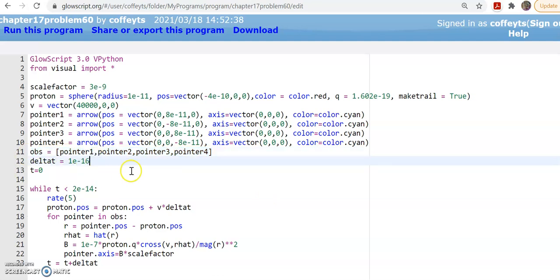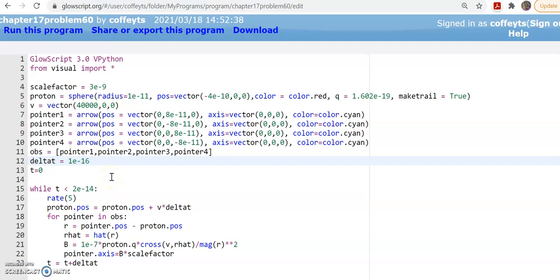Now, in this problem, I'm going to allow time to move on so that we can look at what happens to the magnetic field as time increases. So I'm going to initialize time, t is equal to 0. I'm going to assign a time step of 1 times 10 to the minus 16 seconds. And then I'm going to let time run from 0 to 2 times 10 to the minus 14 seconds.